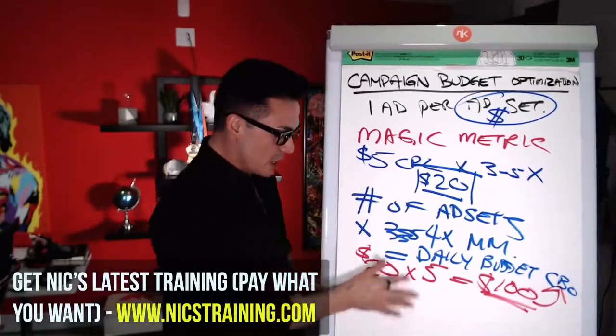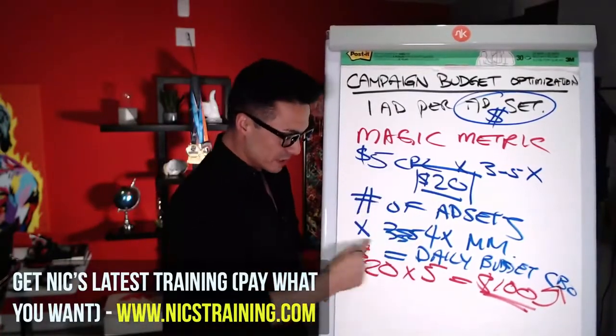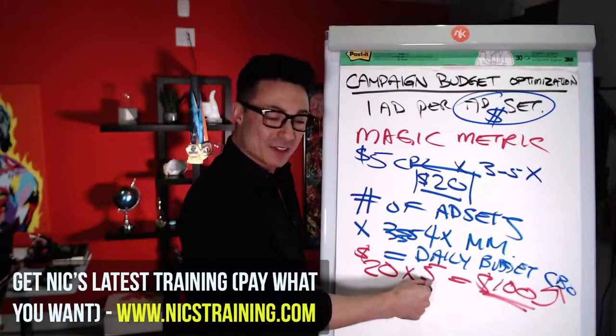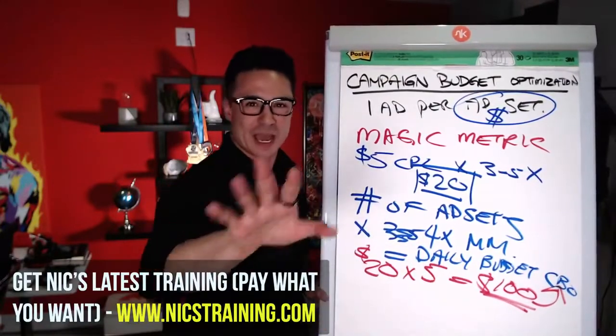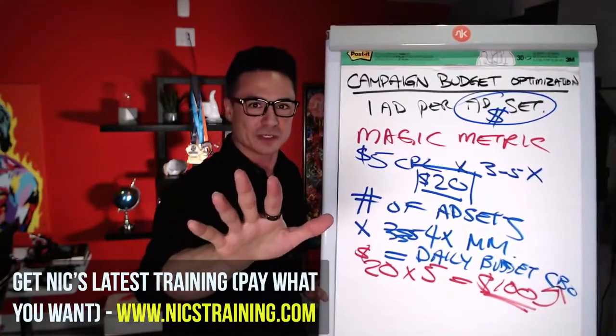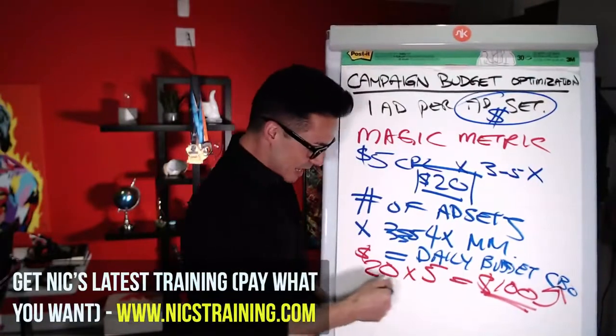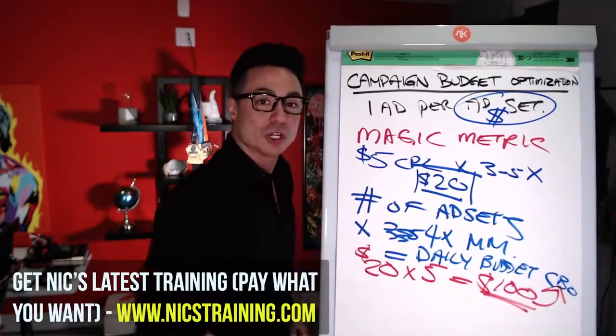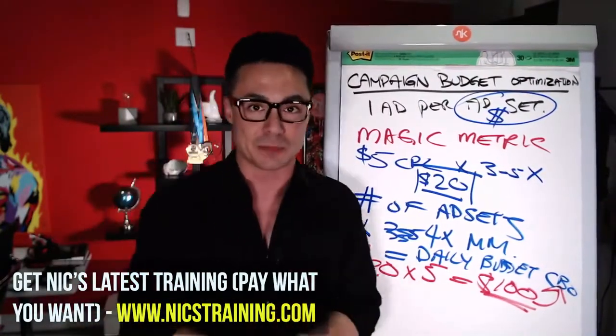For the sake of this example, we said $20 was the number. We're putting 5 ad sets in there. And again, that's an arbitrary number. You can pick however many ad sets are actually going to be in your campaign. You're going to take that, times it by this number, and you're going to know what your daily budget is for campaign budget optimization.